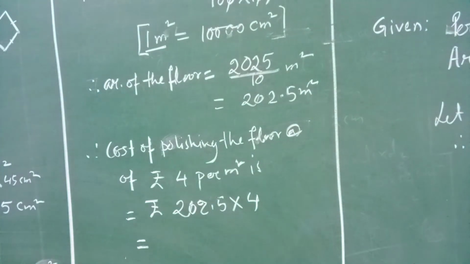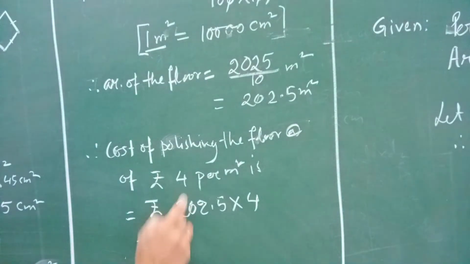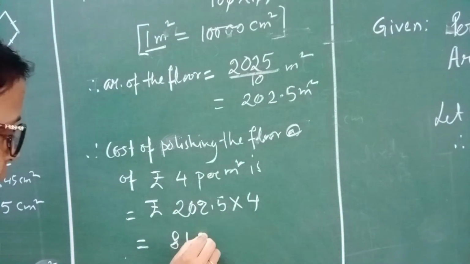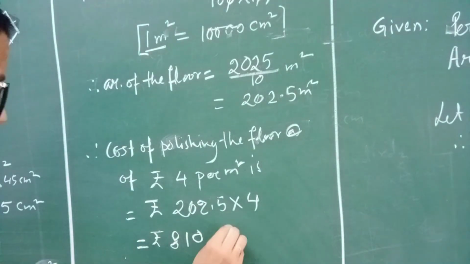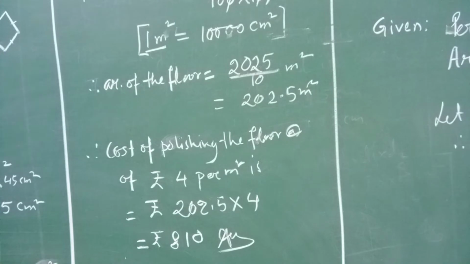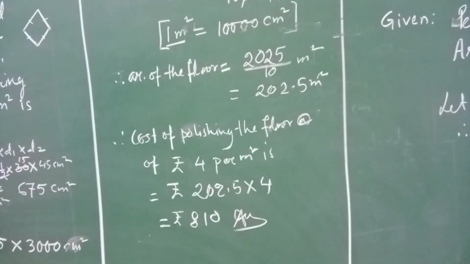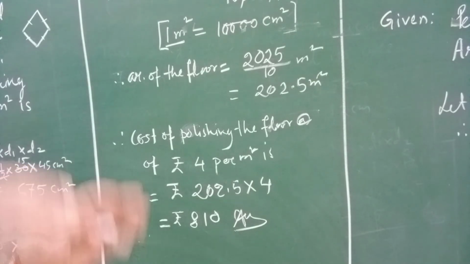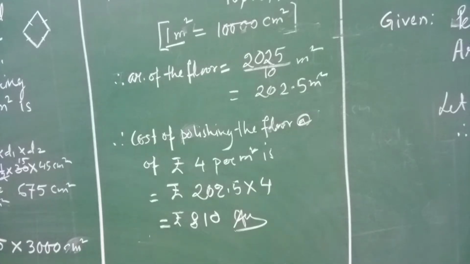The result is multiplied by 8. Yes, 810 rupees, 810. Understood? So this is the way, step by step, you have to solve the sum, and it will be easy for you. Come to the next sum.